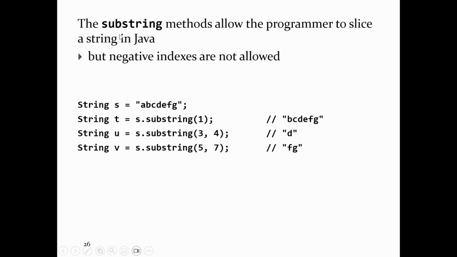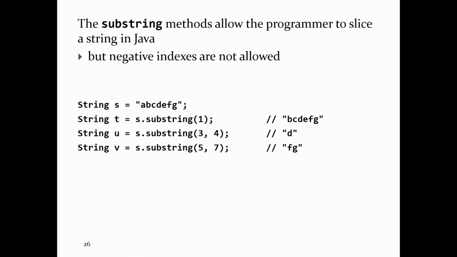It works exactly the same way as a slice in Python, except that it's called substring, and it's a method, so you have to use dot. And you cannot use negative indexes, whereas with the slice in Python, you can use a negative index. Otherwise, you get the exact same result.